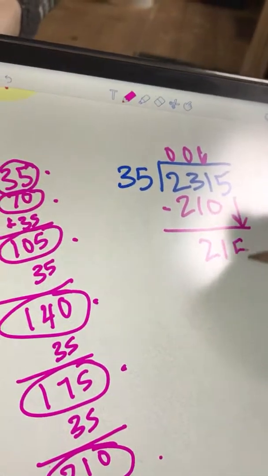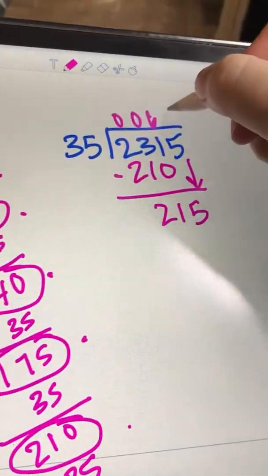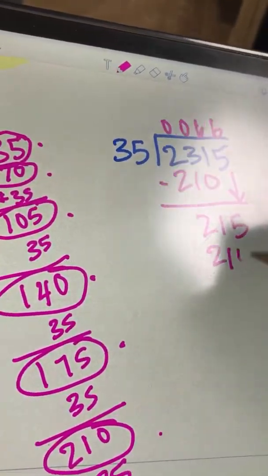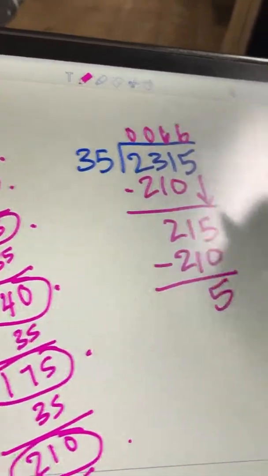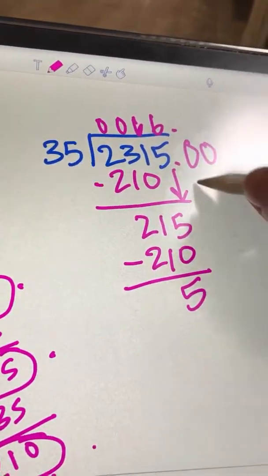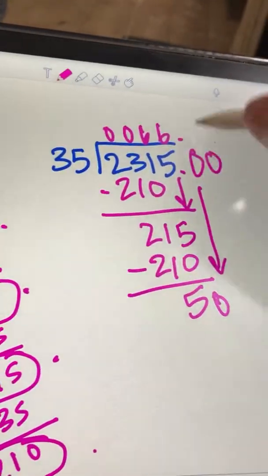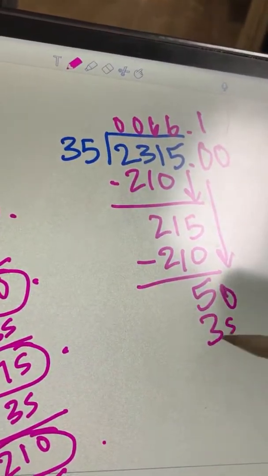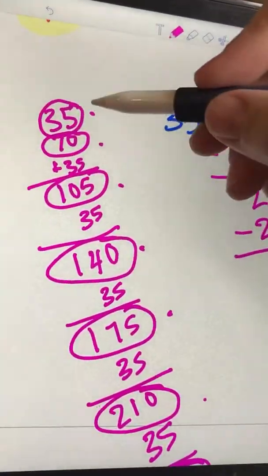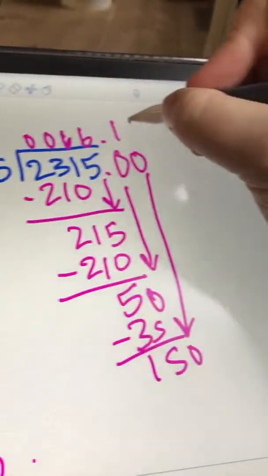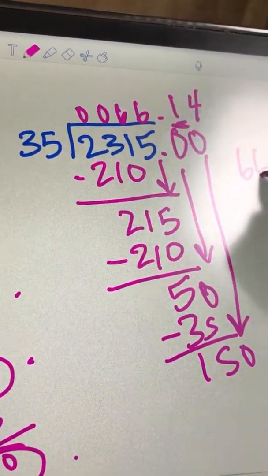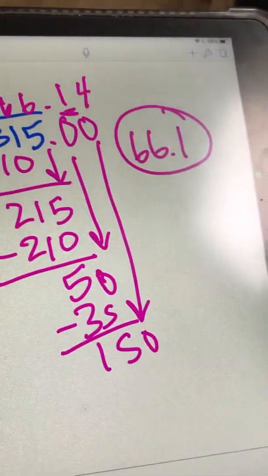Subtract, bring down. Oh, I'm going to have another similar fact. 6 times 35 is 210. Subtract. I'm going to go ahead and annex and round to the 10th place again. 35 goes into 50 once. 35 goes into 150, 1, 2, 3, 4 times. Okay, and so when I round to my nearest tenths place, I have 66.1.